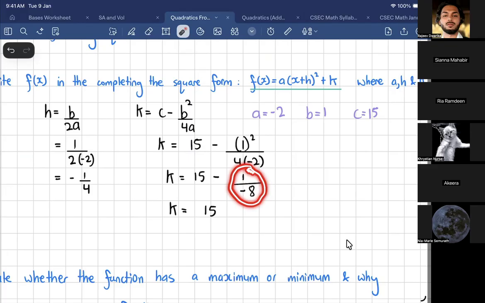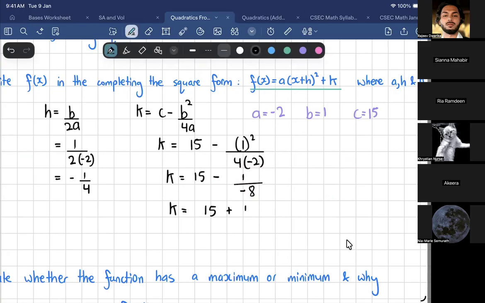Wait, sorry. Say that again. So we have positive 1 divided by negative 8. Positive divided by negative, what are we going to end up with? Negative. Right, so we're going to end up with, and watch, we have a negative here already. So you're going to end up with negative 1 over 8. Where's a negative by a negative? Positive. Right, so you're really going to end up with 15 plus 1 over 8.